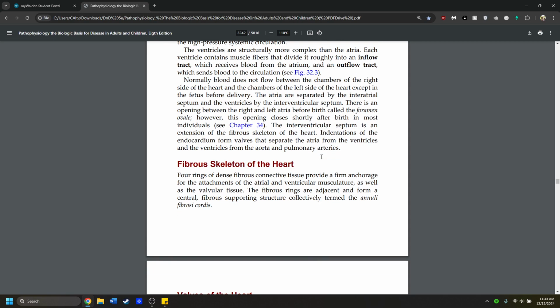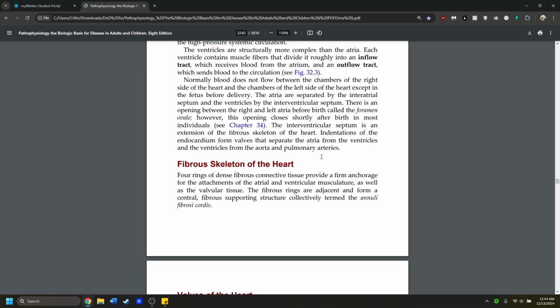Okay, so normally blood does not flow between the chambers of the right side of the heart and the chambers of the left side of the heart, except in a fetus before delivery. The atria are separated by the interatrial septum and the ventricles by the interventricular septum. There is an opening between the right and left atria before birth called the foramen ovale. However, this opening closes shortly after birth in most individuals. We'll discuss that more in chapter 34.